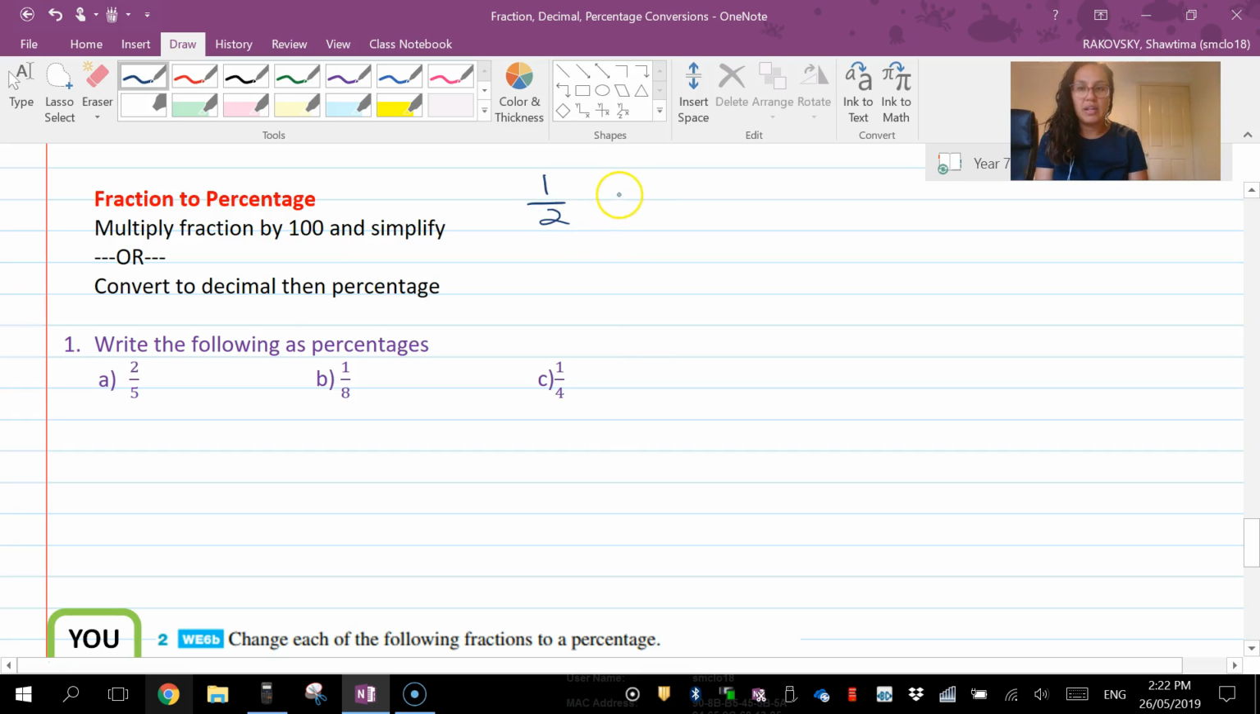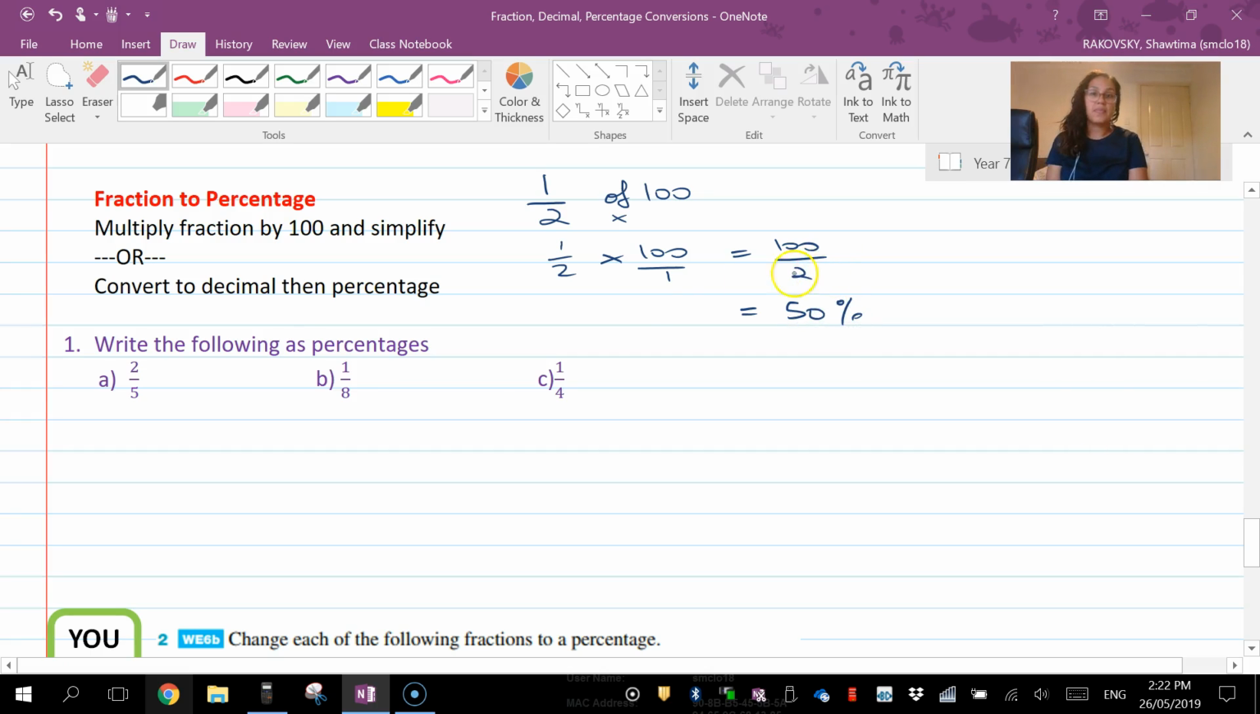So if we think back to it, if we've got a fraction 1/2 and we want to find out what it is as a percentage, remember a percent is out of 100, so it's like saying 1/2 of 100, which is the same as multiplying by 100. So I can take my fraction and multiply it by 100. 1 times 100 is 100, divided by 2, and that gives us 50%.